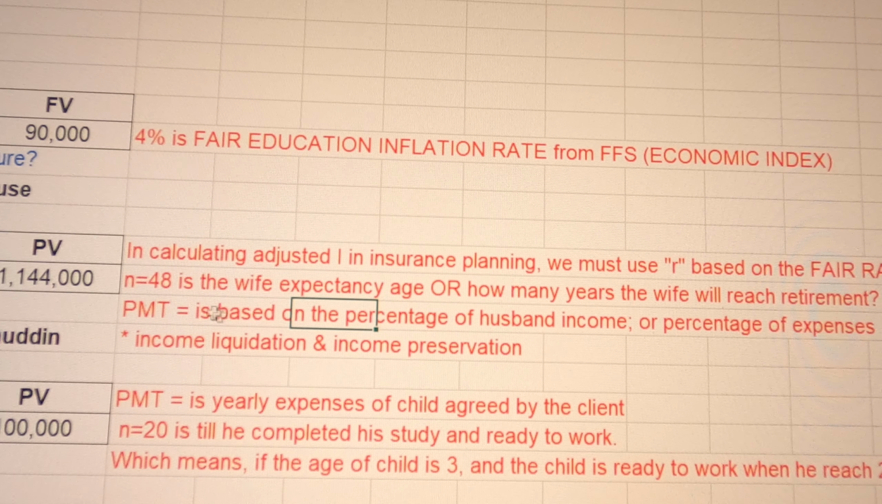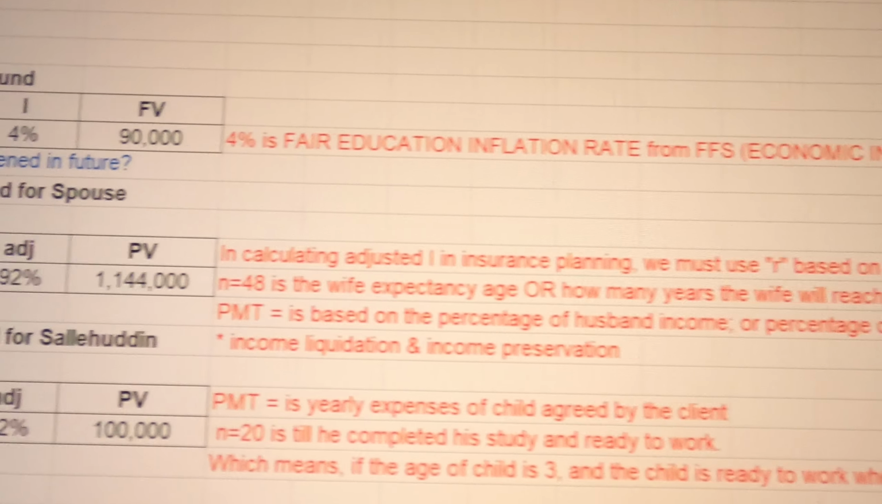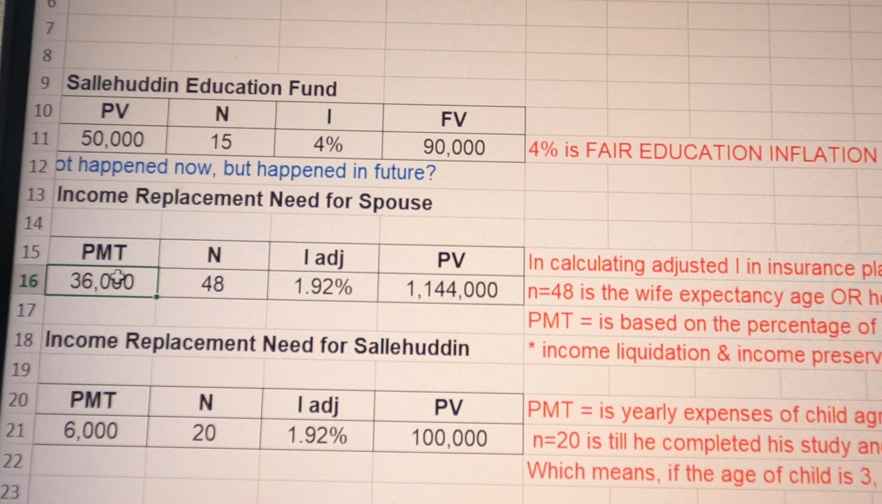Okay, so for the calculation for PMT, for the income replacement need, you also have to provide a further calculation based on the client discussion. The client said that he or she wants to have 40% out of the husband's salary as PMT every year, for the yearly income replacement need. Okay, so that is how we can justify our PMT.